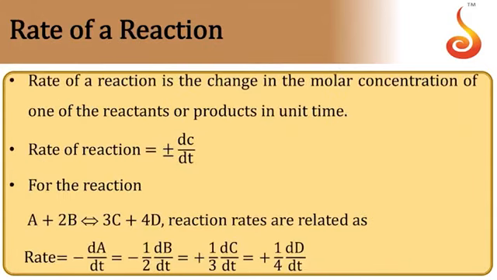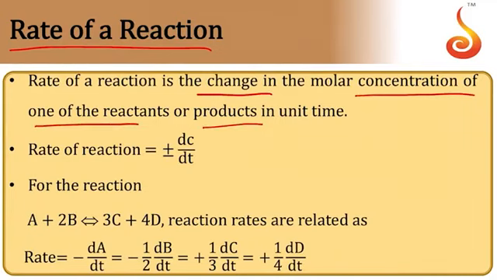Let us start with the rate of reaction. So, meaning of rate of reaction. Rate of reaction is the change in the molar concentration of one of the reactants or products per unit time. Mathematically it is represented as rate is given by plus or minus dc by dt.